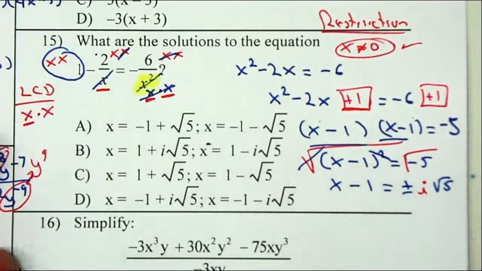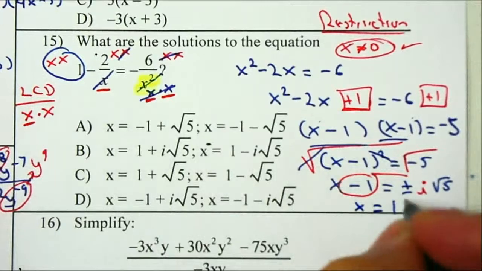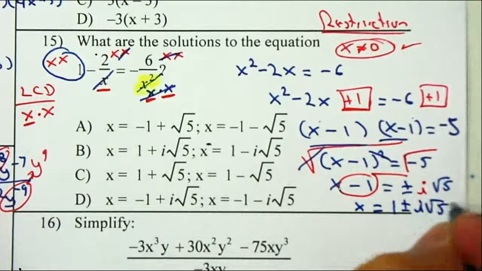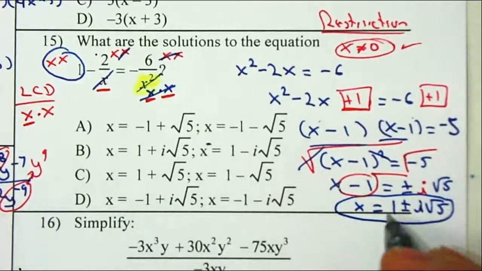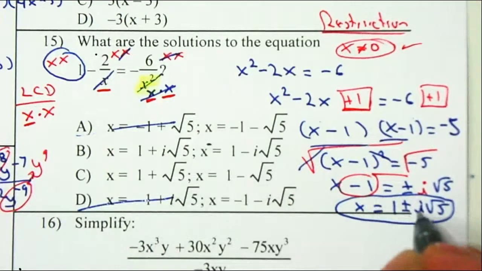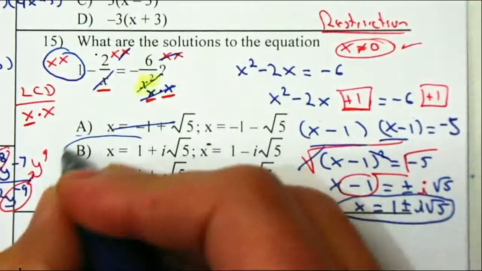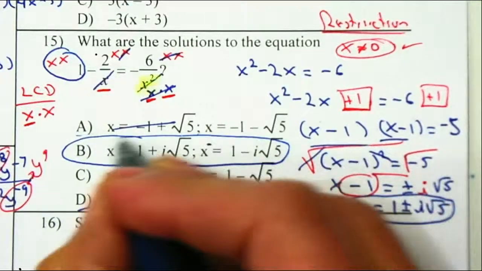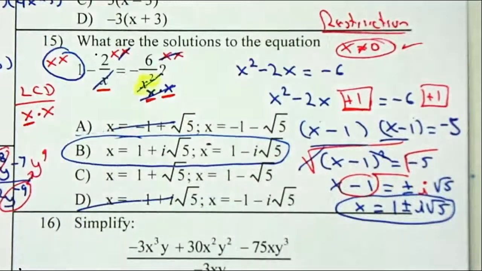The last step is to leave the x by itself, so I'm going to move my 1 to the right, and it becomes a positive 1. And that'll be my answer. So I'll have positive 1, plus or minus, and I should have an imaginary number in there since the square root was negative. So my answer is letter B.